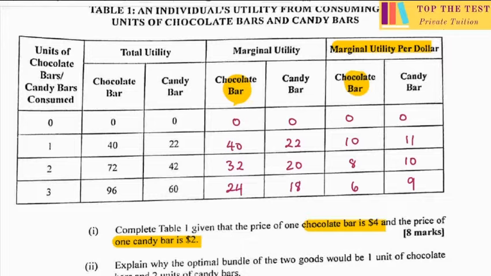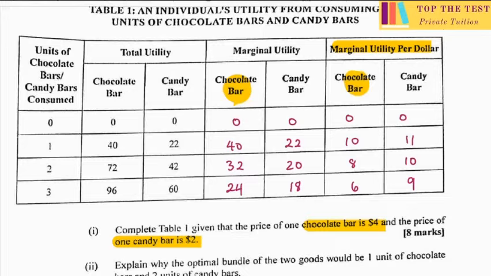So the trick here is that you have to remember to divide by the correct price. So let's begin. When consumption is 0, of course your MU per dollar will also be 0. When we consume 1 unit of chocolate bar, our MU was 40. So if we divide by 4, which is the price, we will get 10. When our MU is 32, of course you all know 32 divided by 4 will give you 8.